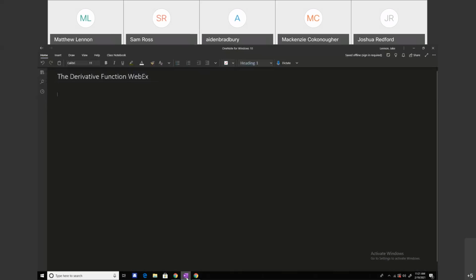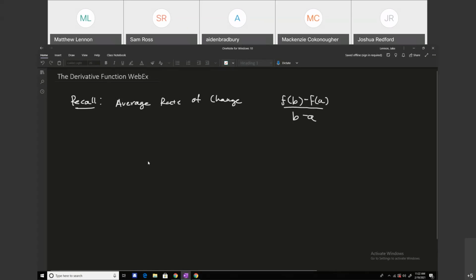Okay, so as I mentioned before, this is a continuation of limits mixed with the average rate of change that we talked about. Really what we do is we kind of take the average rate of change and we shrink the interval. So let's just recall what the average rate of change did. It was a formula, but we could also think of it from the picture. It was f of b minus f of a divided by b minus a. So that's the formula for it.